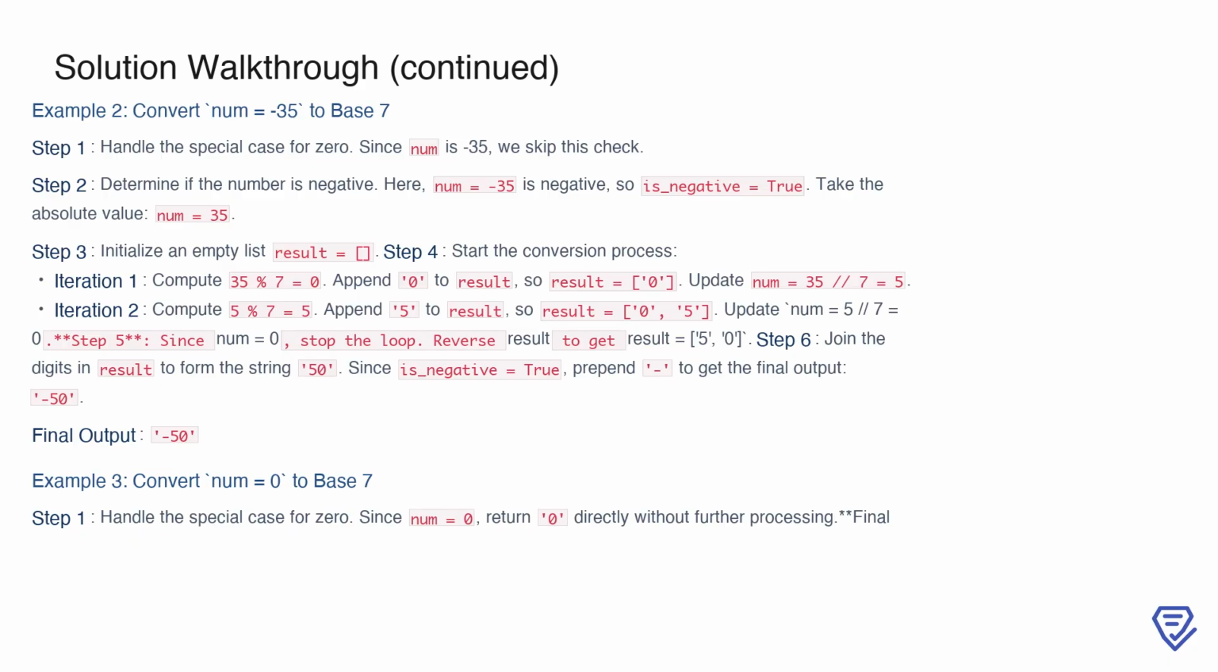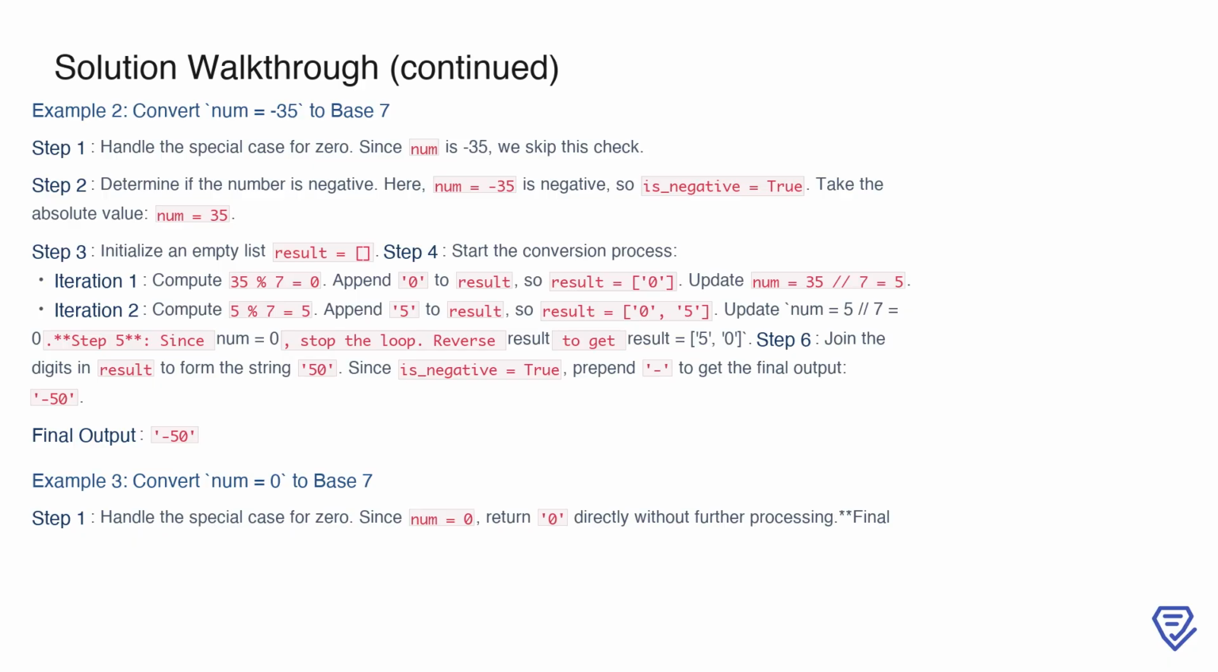In the second iteration, we calculate 5 mod 7, which equals 5. We append 5 to the list, updating result to 0, 5, and divide 5 by 7 to get 0 as the new number. At this point, we stop the loop, as number is now 0.